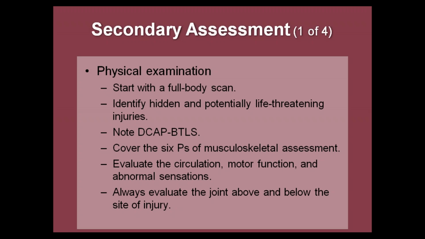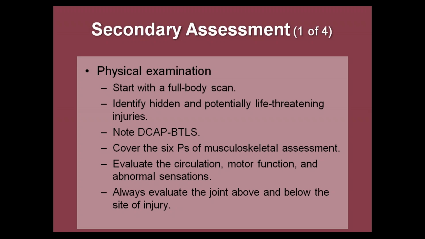The six P's: you're checking for pain, paralysis, paresthesias, pulselessness, pallor, and pressure. So those are your 6 P's. Assess the entire zone of the injury, not just the specific point where they're hurting. Make sure that it includes the joints above and below the site.